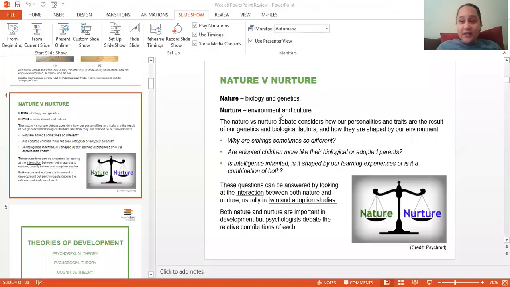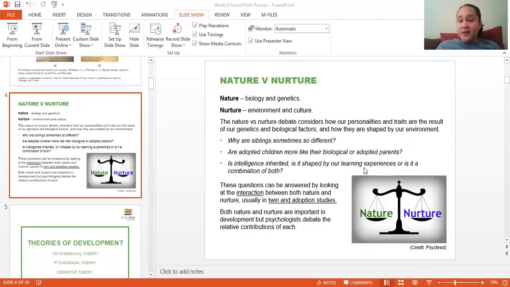So today we're going to start with nature versus nurture. So let's define nature. Nature is going to be your biology or your genetics, or essentially the random set of genes that you so happen to be born with, okay? So this random set that you received from mom and dad.